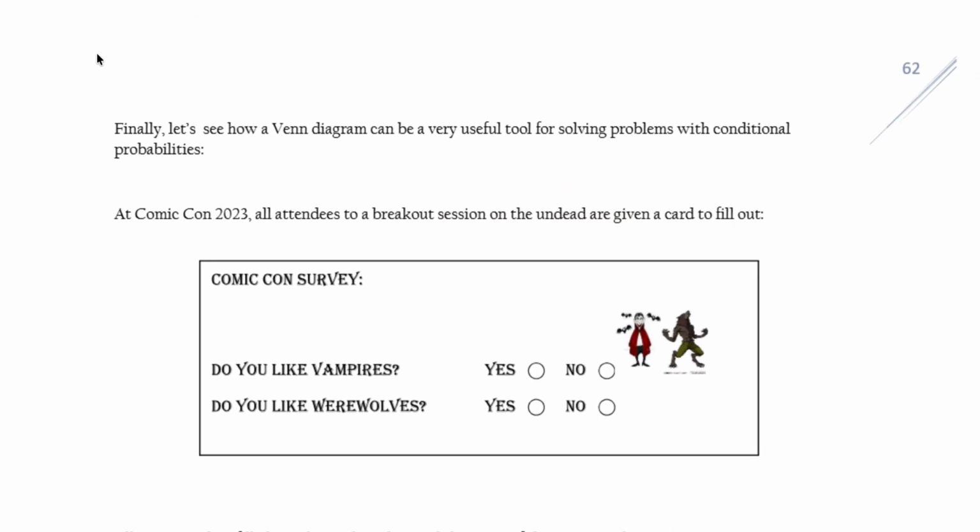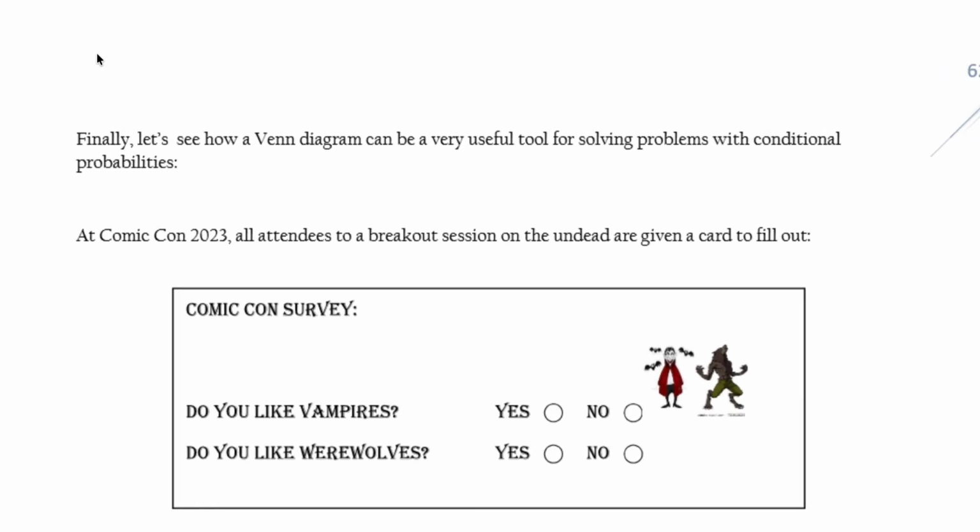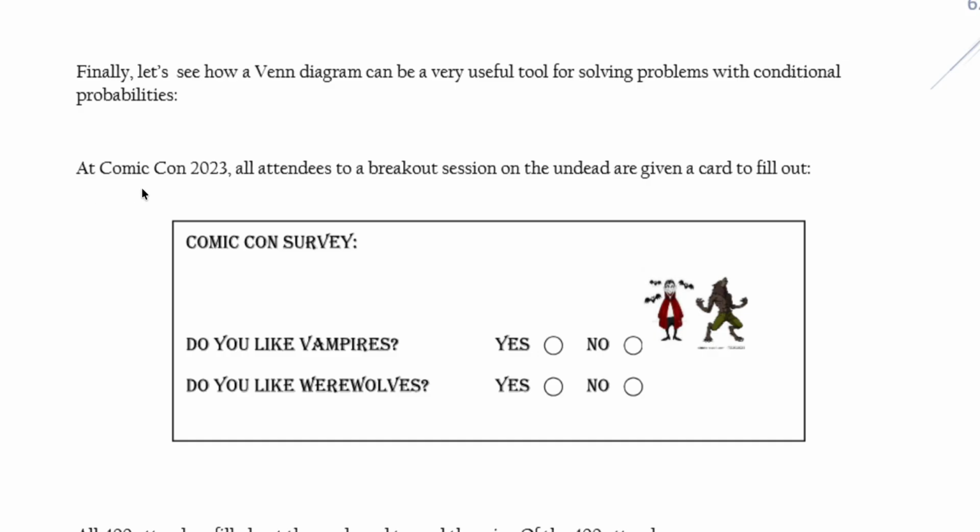And finally, let's see how a Venn diagram can be a very useful tool for solving problems with conditional probabilities. At Comic-Con 2023, all attendees to a breakout session on the Undead are given a card to fill out. So this is a little scenario.